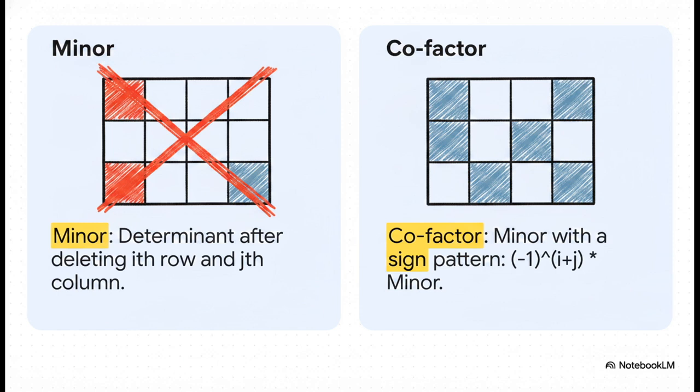If you compare them visually, the only difference is that (-1) to the power of i plus j. All that little formula does is create a checkerboard pattern of alternating positive and negative signs across your matrix. So simply put, a cofactor is just your minor but with a specific plus or minus sign slapped on it, depending entirely on its exact address in the grid.